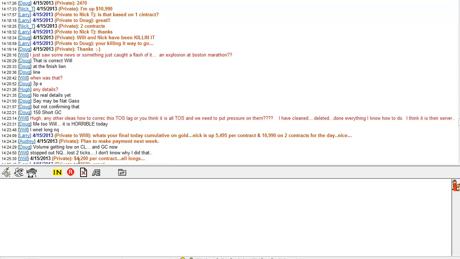So I just wanted to show you some of the results from our trading room, and this is per contract. These guys will trade one contract to sometimes as many as 10. So just to show you what can be done, and this is all based on our power cycle trading model system, and today this was based on gold.